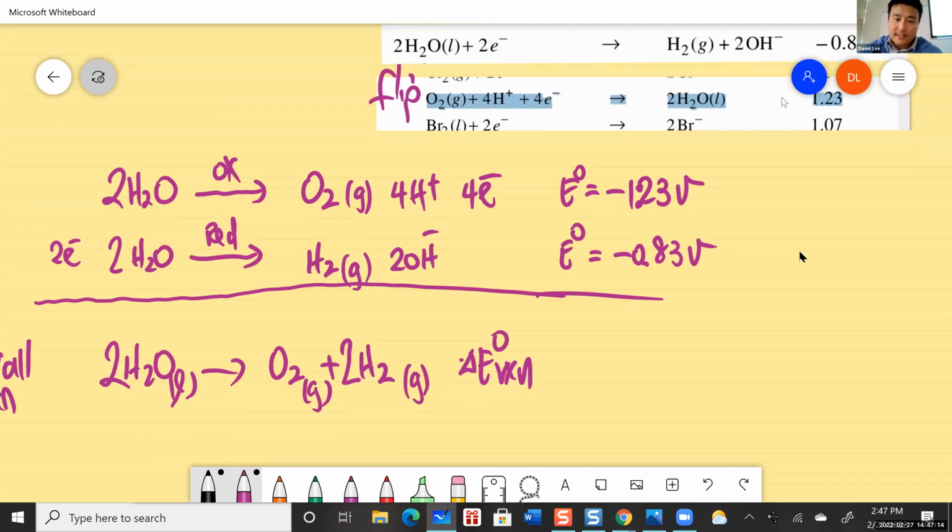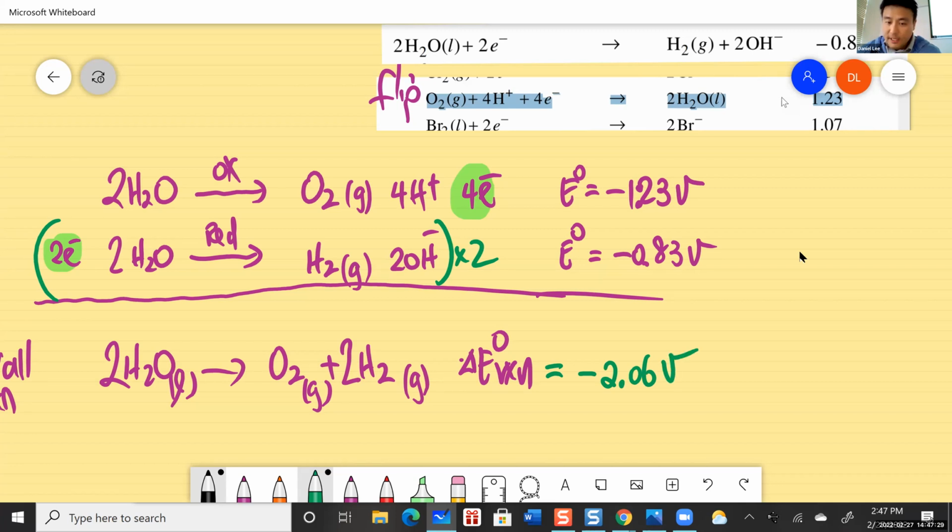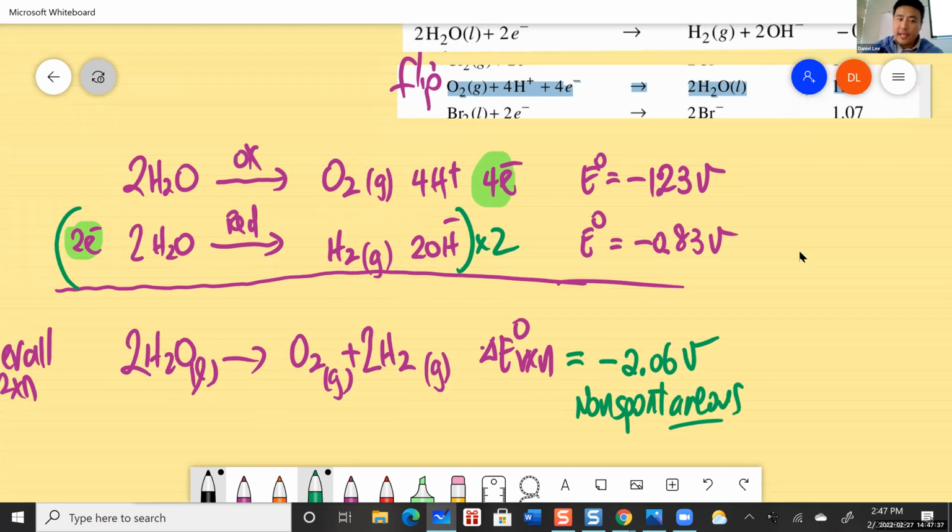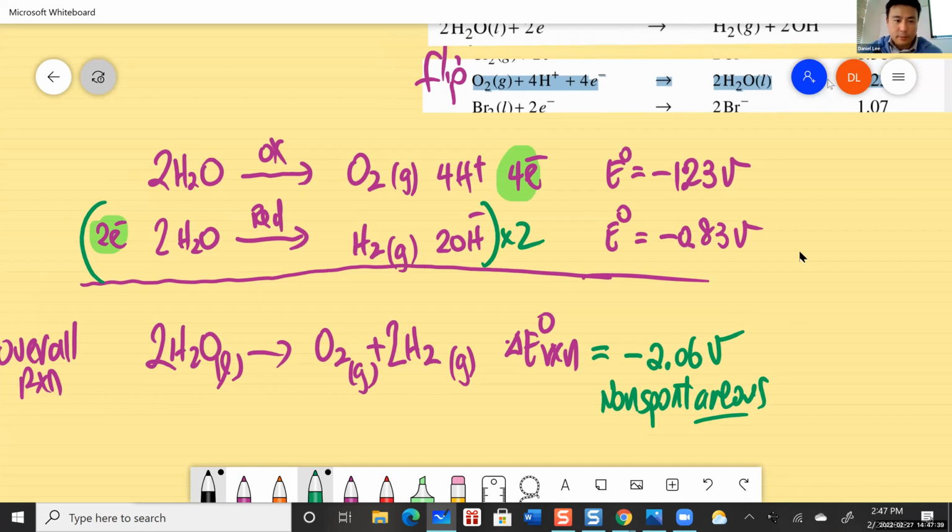And now I want to balance the equation. I have 4 electrons on the right, 2 electrons on the left. Don't I have to multiply the bottom by 2? Yeah, I need to do that. But E will remain the same. So the delta E, I'm just going to add them. The answer is negative 2.06 volts. So the electrolysis of water is non-spontaneous. It does not occur. Okay? And you can literally prove it by doubling the reduction, and you'll see water canceling out, and everything will become the overall.